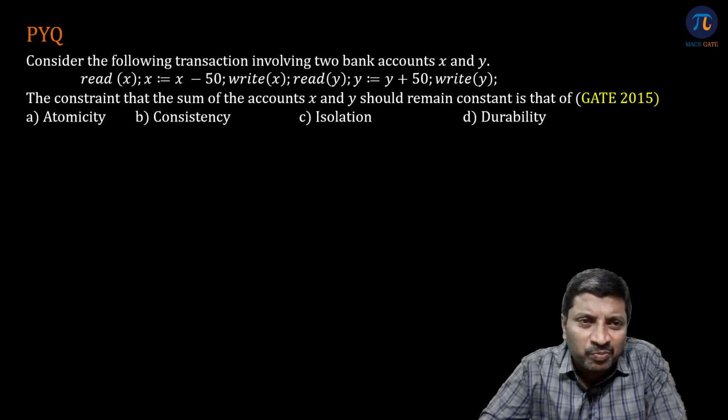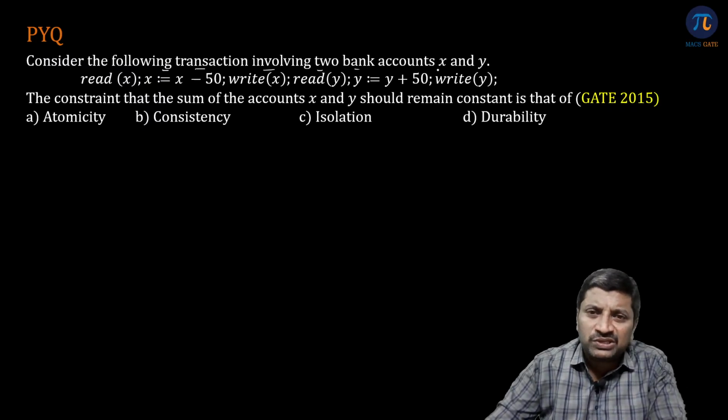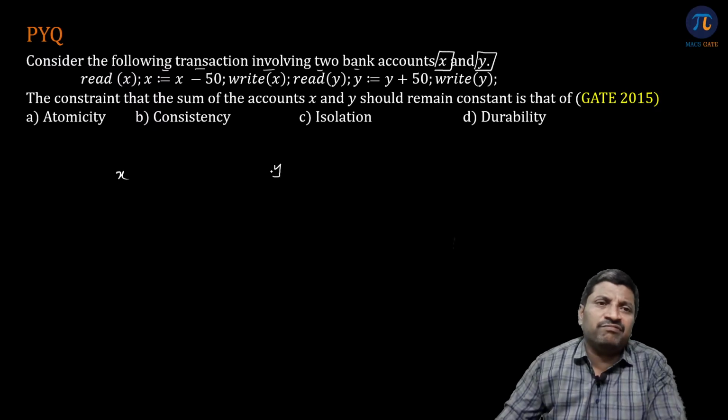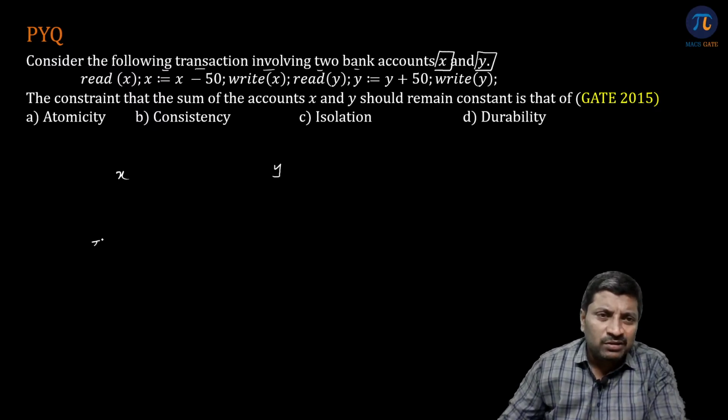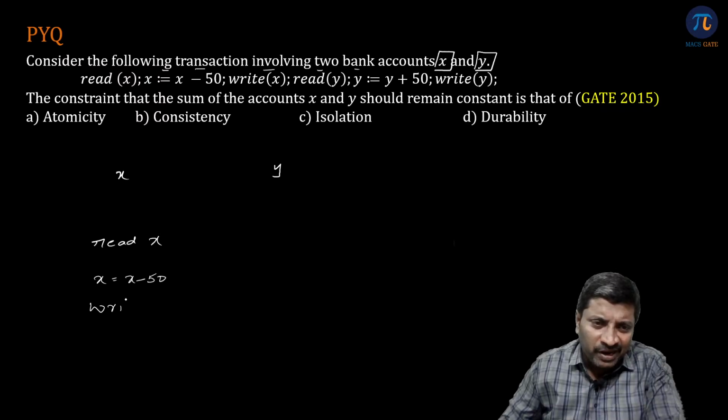Let us go to one more previous question. Consider the following transaction involving 2 bank accounts. The first one is X, the second one is Y. Fine. So what are they doing, sir? They are reading the X value, then updating it to X equals X minus 50, and writing back the X value.